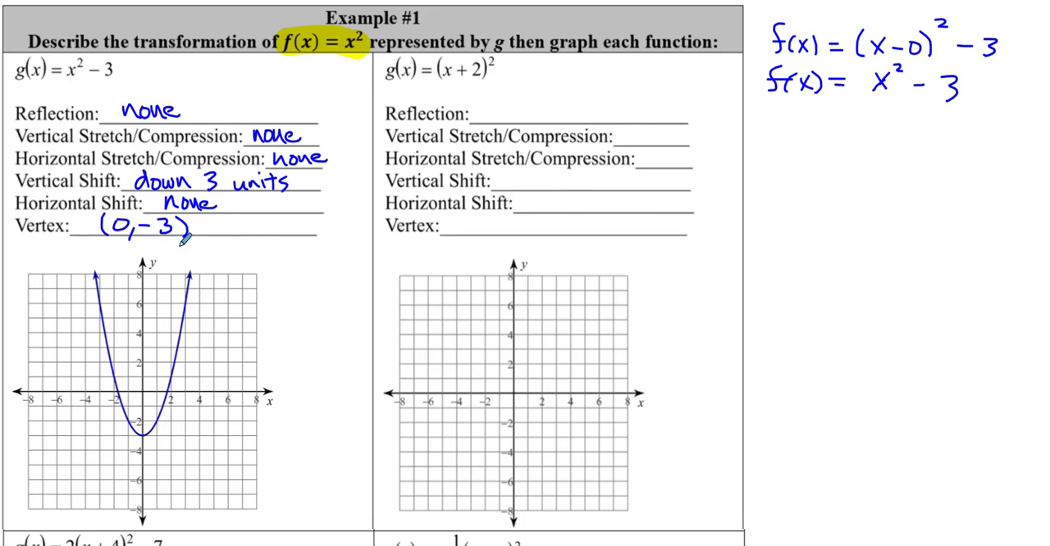All right, so let's go ahead and graph this. All right, looks pretty good. So all I did was shift my graph down by 3 units. All right, let's take a look at the next one.